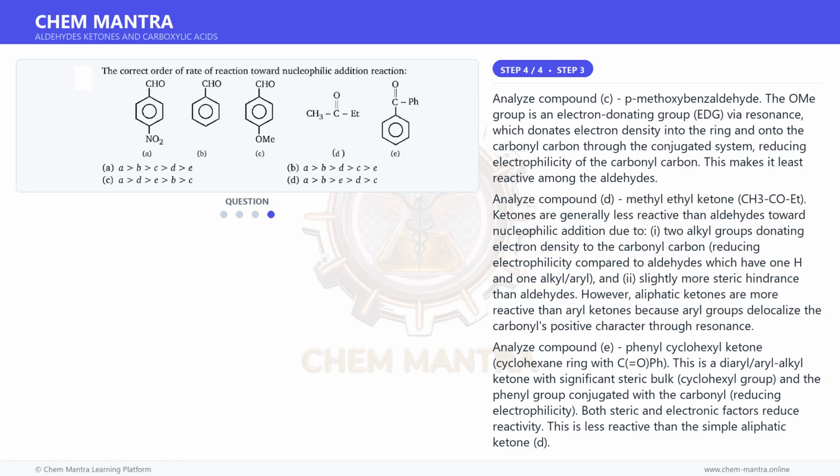Why other options fail? Option B. ABDCE places D above C, but C is still an aldehyde and should be more reactive than ketone D. Option C. ADEBC incorrectly places ketones above aldehydes B and C. Option D. ABEDC incorrectly places aryl ketone E above aliphatic ketone D.